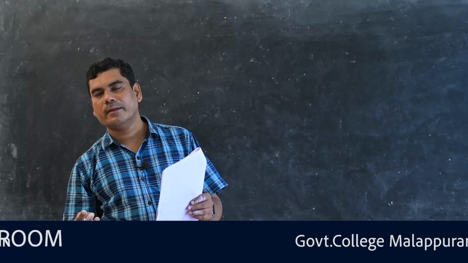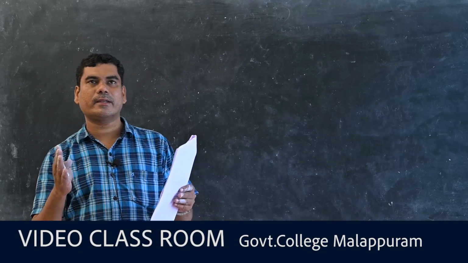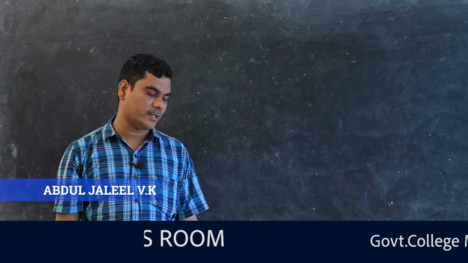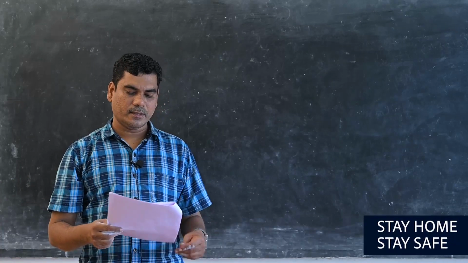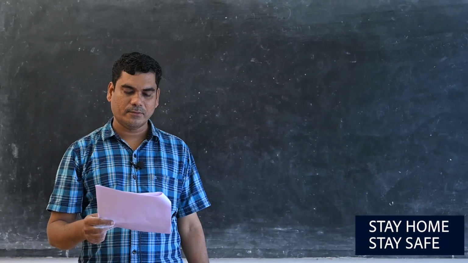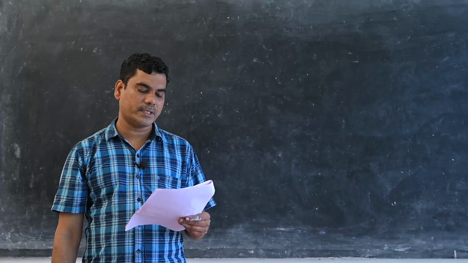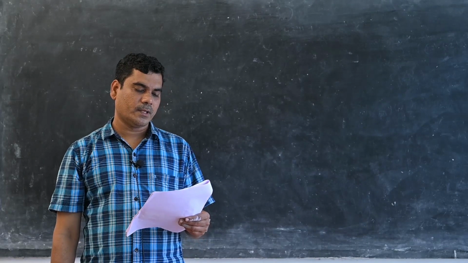Like this, for any number of subintervals, using the same method, find the value of this integral from a to b of f of x dx by the trapezoidal rule.